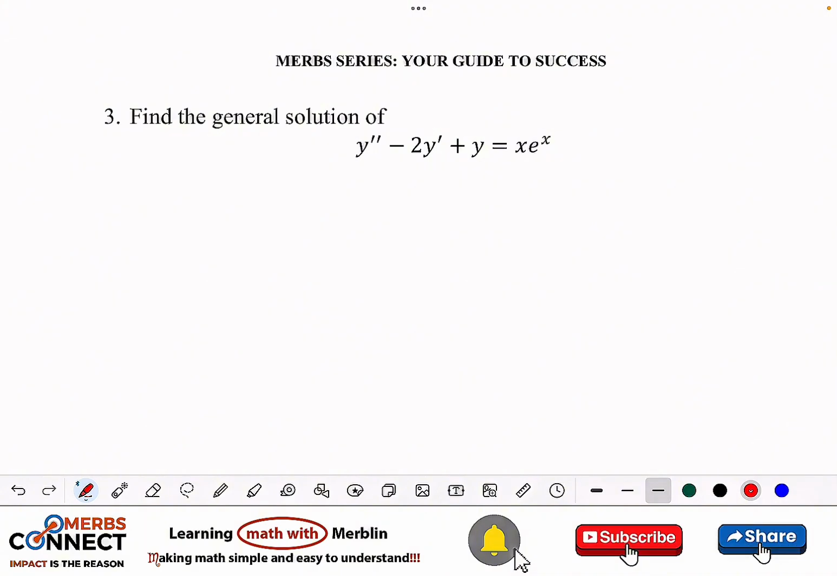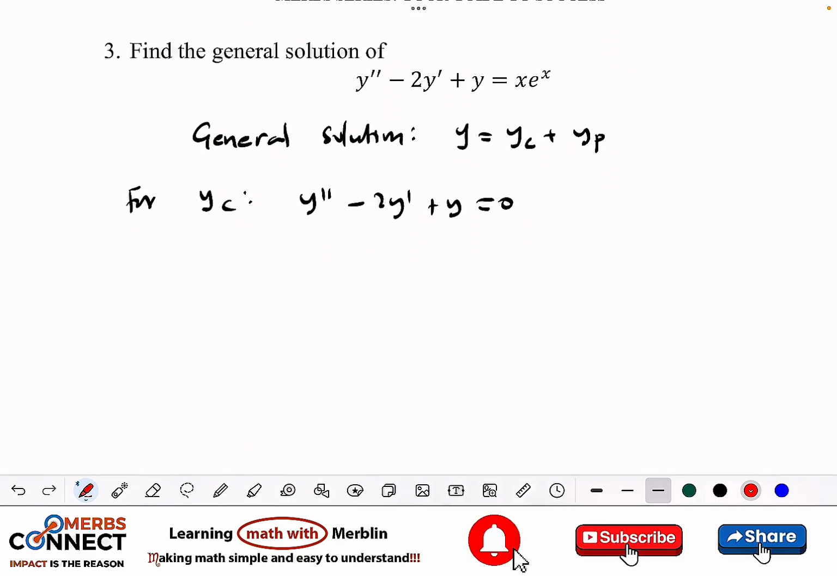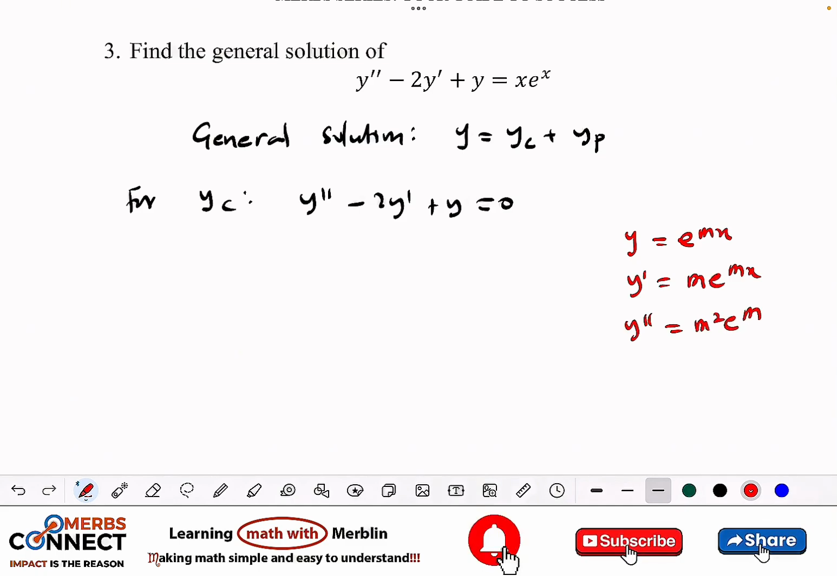Let's take this last question and then we look at a trial question. So the same thing here, general solution. So we see the different form. This one too will give us a different form. So general solution, y is equal to yc plus yp. So for yc, y prime prime minus 2y prime plus y should be equal to 0. And then y is equal to e to the power mx. y prime is equal to m e to the power mx. And y prime prime is equal to m squared e to the power mx. So let's do substitution.